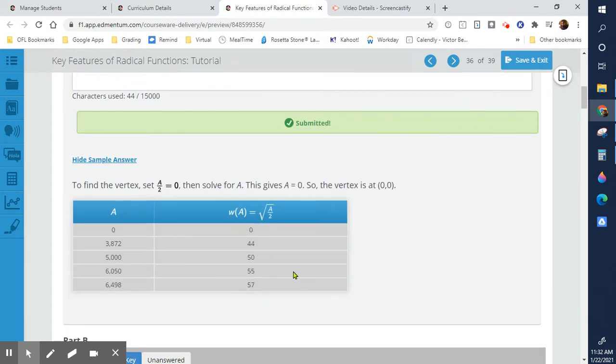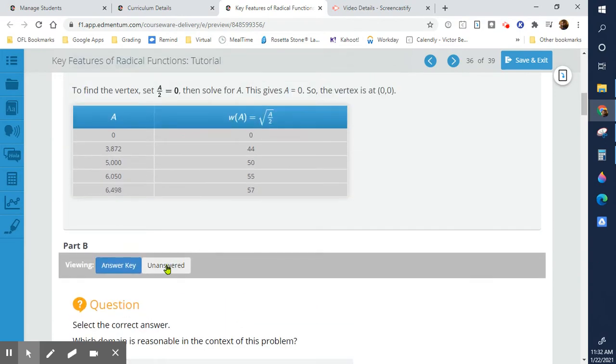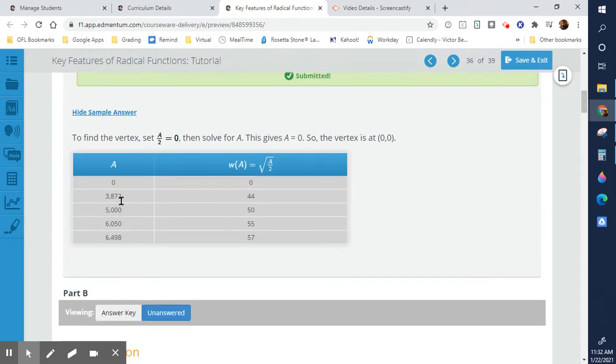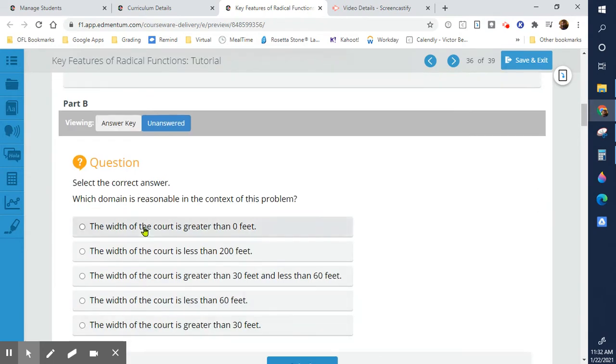All right, so there we go. You can see the answers there. Pretty simple, just plugging into the calculator and figuring it out. What is the reasonable domain in the context of the problem? Well, the domain is all the x values. So we would have to say anything bigger than 0 for sure, but it wants reasonable.